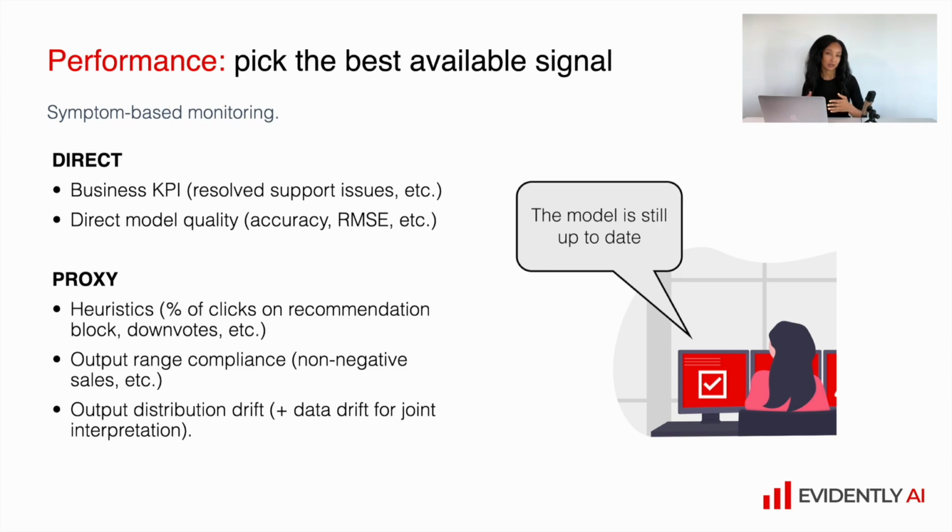Quite often, we just cannot use these direct signals, for example, because of delayed ground truth, and in this case, we can move to the proxy data, like some heuristics, for example, percentage of clicks on recommendation blocks, downloads, etc., or maybe some output range compliance, like non-negative sales, etc., or output distribution drift, so anything which is related and closely connected with your direct signals, but unfortunately is not a direct signal. But you have enough data to calculate those proxy metrics. It also works quite well.